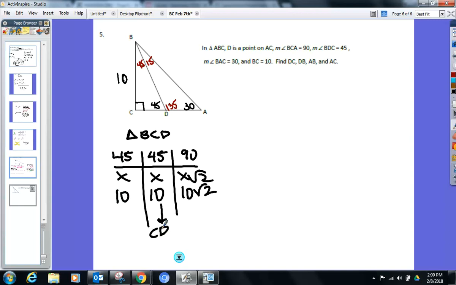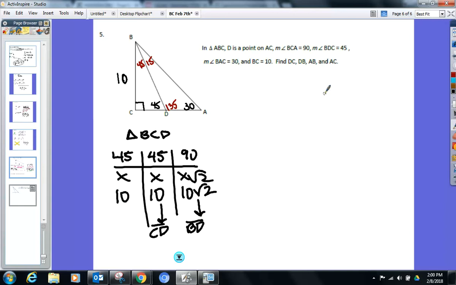So I know CD is 10. Name the side across from the 90 in that triangle. Side BD. Halfway there. AB? Ooh, that's not a part of that triangle.